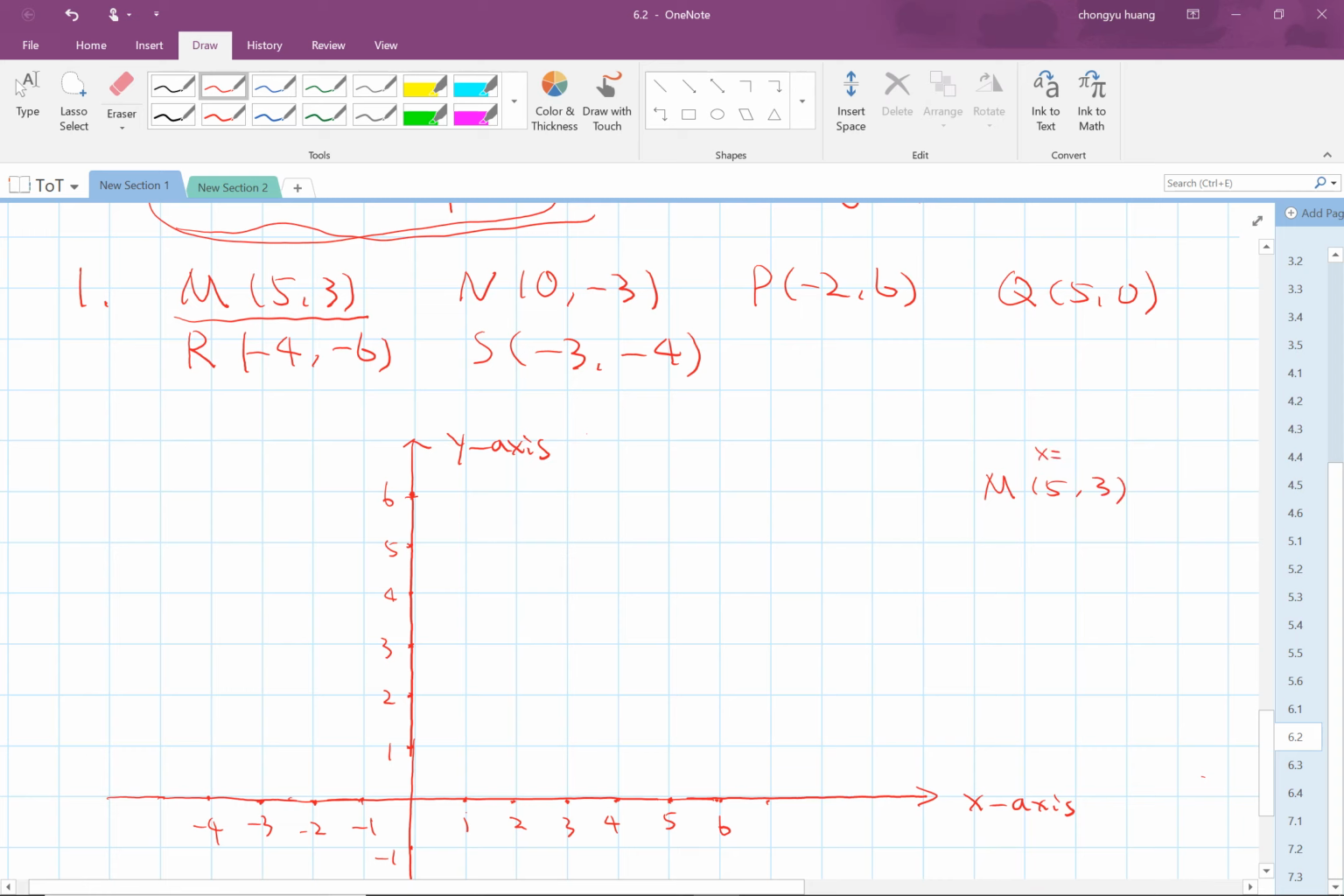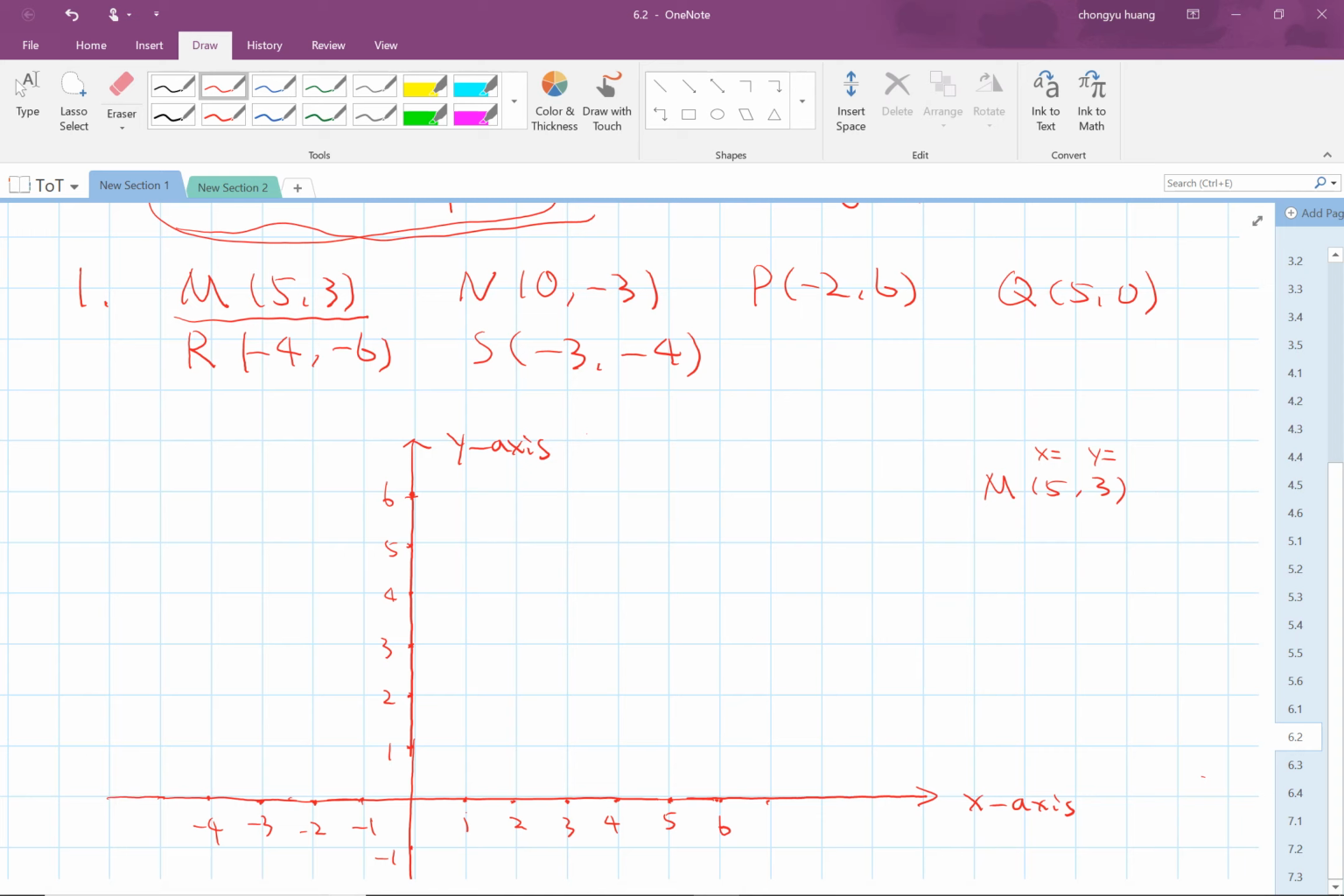x equal to 5, y equal to 3. Those are what represent the point, right? Okay, so basically over here you have a point n equal to (5, 3), right? So you actually want to locate it.